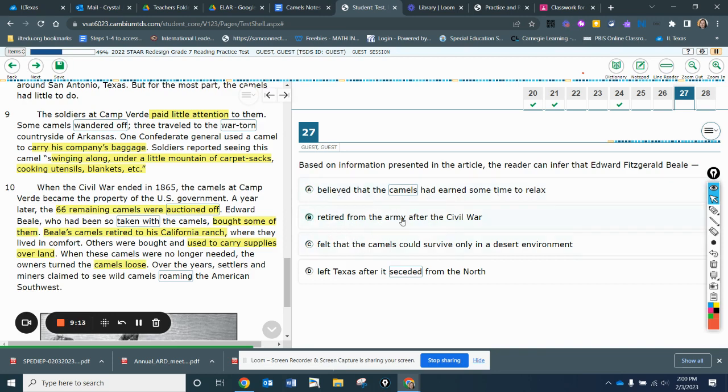Let's look at B, retired from the army after the Civil War. Well, that's a silly one. It doesn't say anything about that. C, felt that the camels could survive only in a desert environment. Well, obviously that's not true because he took them to a California ranch. So that's a silly one too. D, left Texas after it seceded from the North. How do we know? It doesn't say anything in there. There's no proof of any of those except for A. Believed that the camels had earned some time to relax. He took them to relax. So A is the only one with proof. Again, another easy one if you will read and think while you read.